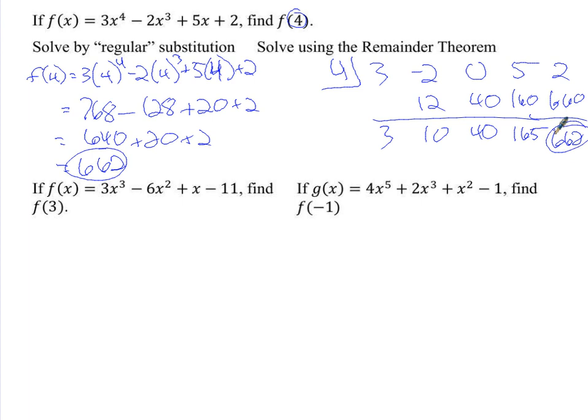Much faster. Yeah. Just make sure you're not making mistakes as you go along. Typically when people are doing synthetic division, the place to make mistakes is with signs. Multiplying negatives and positives together. Make sure you're not making mistakes there.